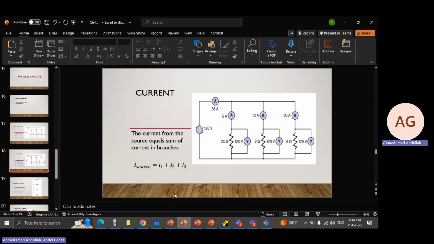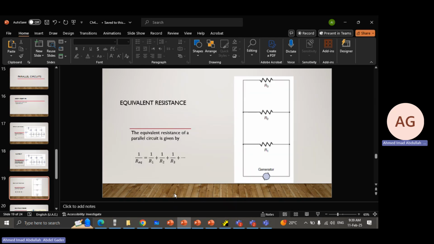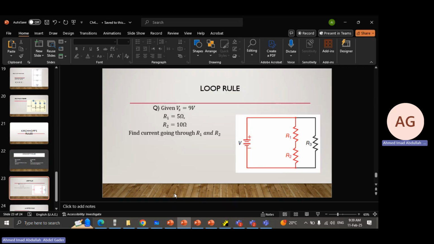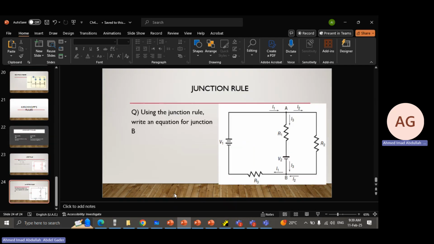So if you, at a glimpse, want to know which branch will have the highest current, look for the branch with the lowest resistance. And to find the equivalent resistance of a parallel circuit, we apply this formula. Kirchhoff's rules.